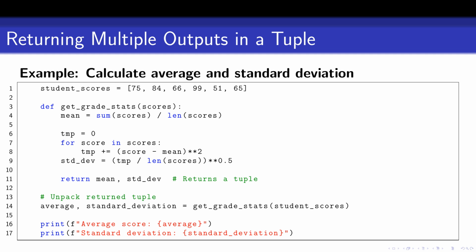This is a practical example of returning multiple outputs from a function using a tuple. The function getGradeStats takes a list of student scores and calculates both the average and the standard deviation. After performing the calculations, it returns the two results as a tuple. Back in the main program, that tuple is unpacked into two separate variables, average and standard deviation, which are then printed. This pattern is widely used in Python.